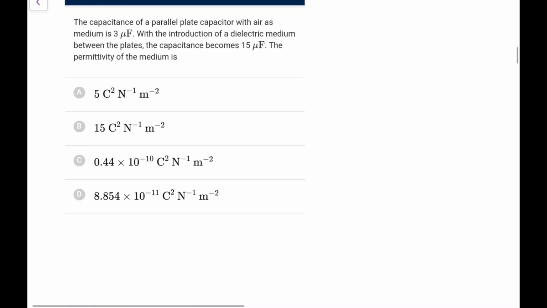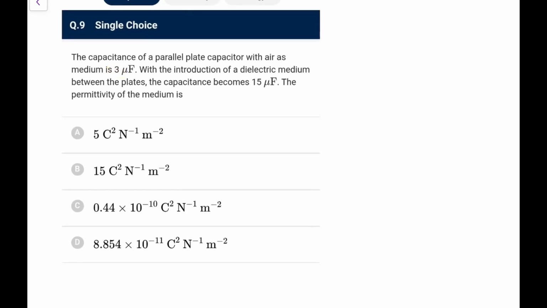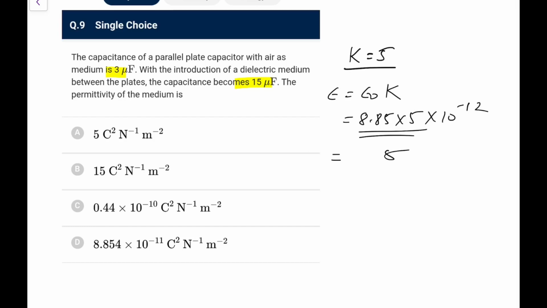Next one. The capacitance of a parallel plate capacitor with air as a medium is 3 microfarad. With the introduction of a dielectric, it becomes 15. The permittivity of the medium is? That means the dielectric constant is 5. So if the dielectric constant is 5, the permittivity would be epsilon naught into K, that is 8.85 into 5 into 10 to the power minus 12. So 5 5s are 25, 5 8s are 40, plus 4, 44.25 into 10 to the power minus 12, or 0.44 into 10 to the power minus 10. You can go for this option. Next.